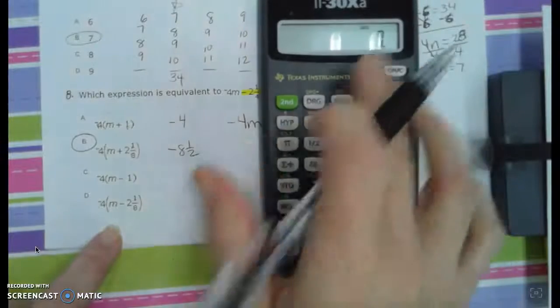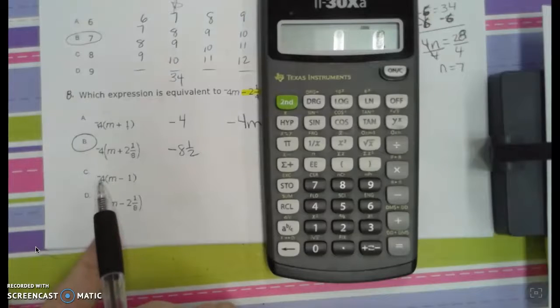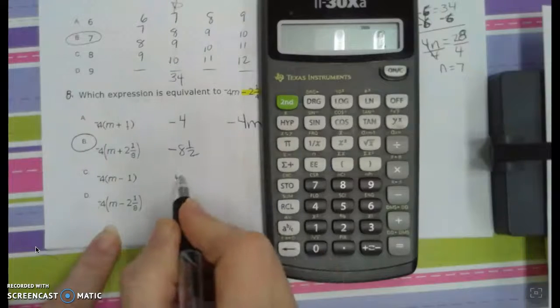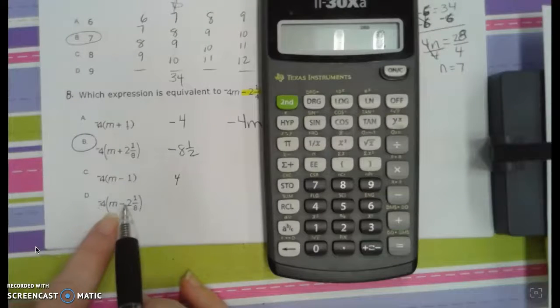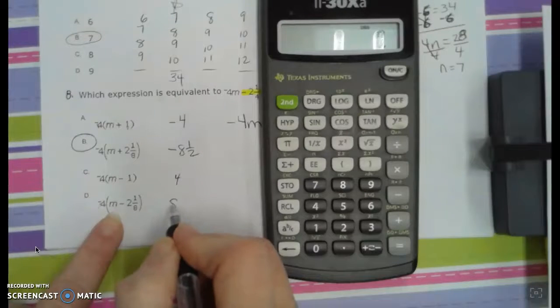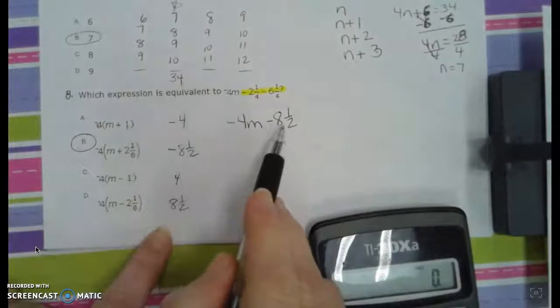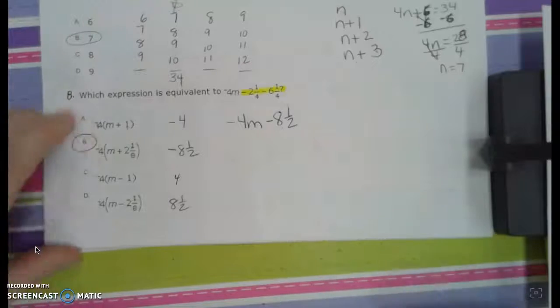but we can't even talk. Gracious, I need to quit for the day, I reckon. Negative times a negative is going to give me a positive 4. We know that's not what I'm looking for. And then a negative times a negative is going to give us a positive 8.5. So we're just double checking. The only one that gave us our negative 8.5 that we were looking for was B.